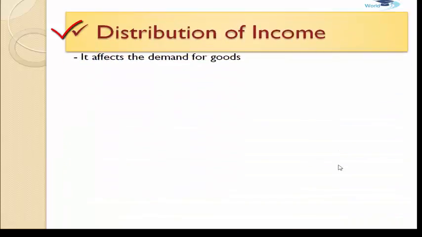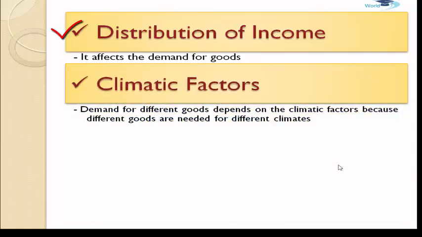And then we have distribution of income as another determinant of demand. Distribution of income in a country also affects the demand for goods. If the distribution of income in a country is unequal, there will be more demand for luxury goods like cars and LED TVs. On the other hand, if the income is evenly distributed, there will be less demand for luxury goods and more demand for essential goods, which are also called necessities.